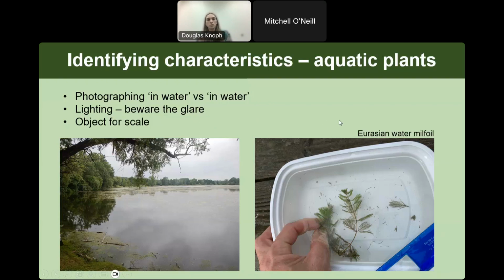Object for scale is also really important for aquatic plants. A lot of times there are similar species where the best way to tell them apart is how large certain structures are. So they did pretty well with their ruler right here in the corner. You can also do something like drop a quarter into the water. Having your object for scale in the water with the species is really good because, again, water can kind of distort things, make them look larger or longer than they actually are. So having something in there for scale is always really good.